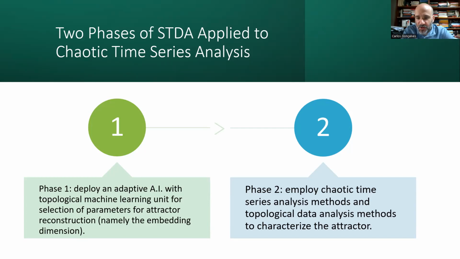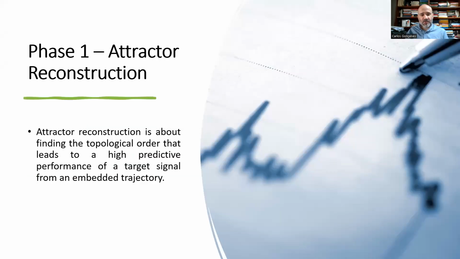Phase two involves employing chaotic time series analysis methods in conjunction with topological data analysis methods to characterize the attractor. And we'll be seeing a few of these methods applied here that were applied in the article, and the two phases applied. So phase one, attractor reconstruction. Attractor reconstruction, when applying smart topological data analysis, is about finding the topological order that leads to a high predictive performance of a target signal from an embedded trajectory.